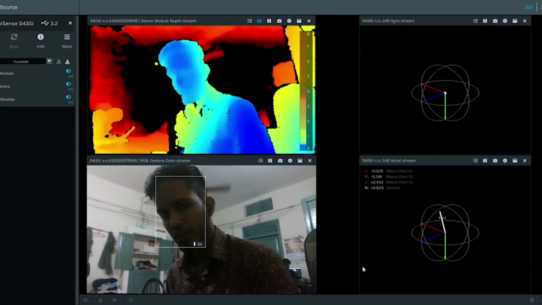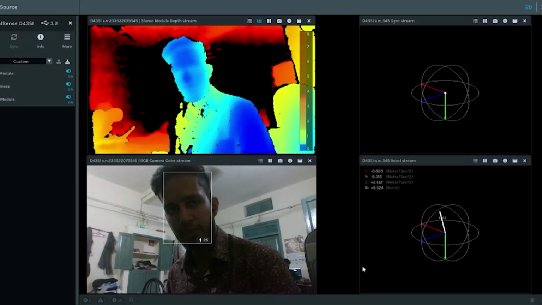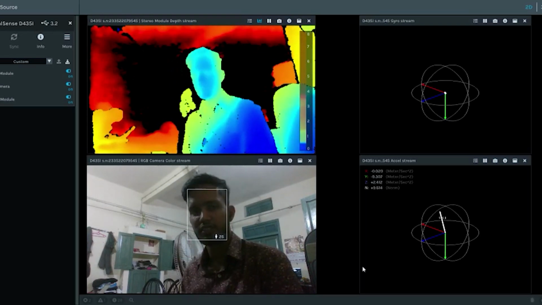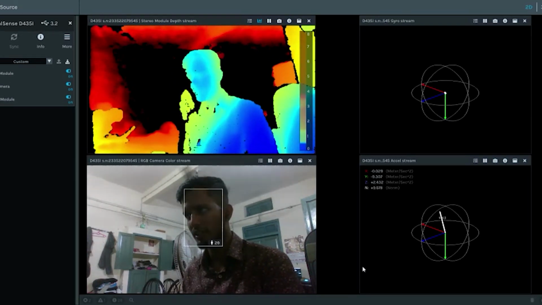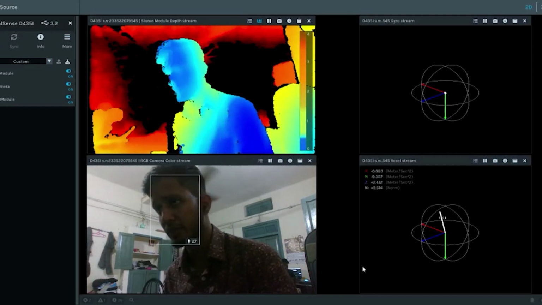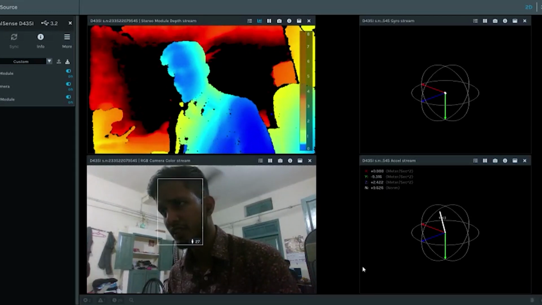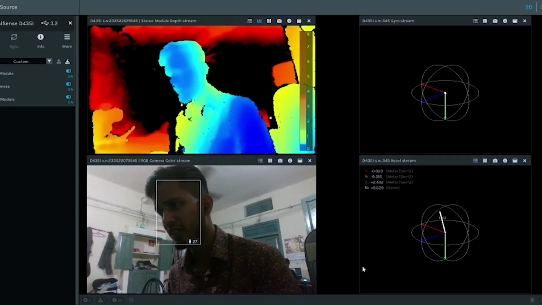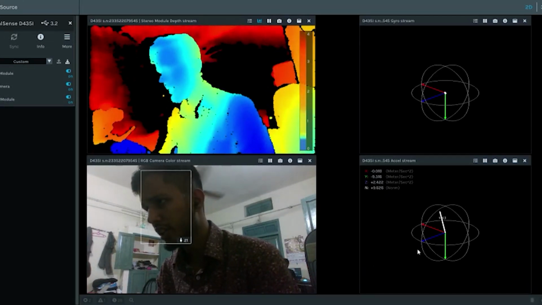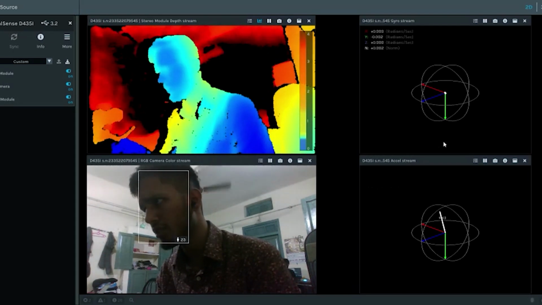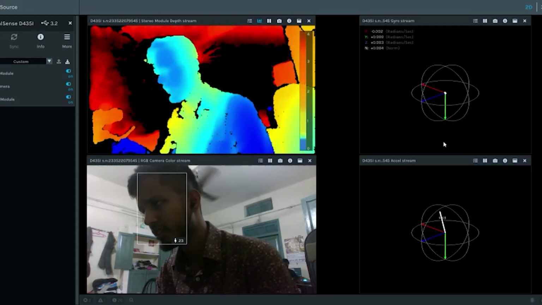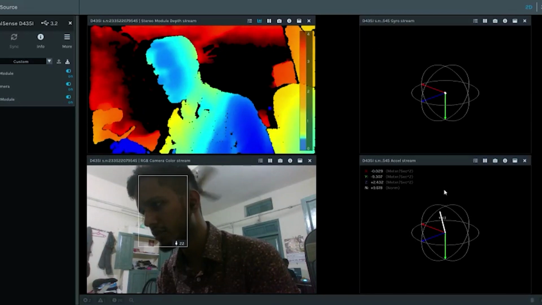So, moving on to the next segment of our sensor functionalities, that is the Intel RealSense depth camera. As we can see, our camera is working and it's giving some sort of images and video data. It's giving depth video as well as RGB video, and it's also giving gyroscopic data, and the accelerometer data is also here.